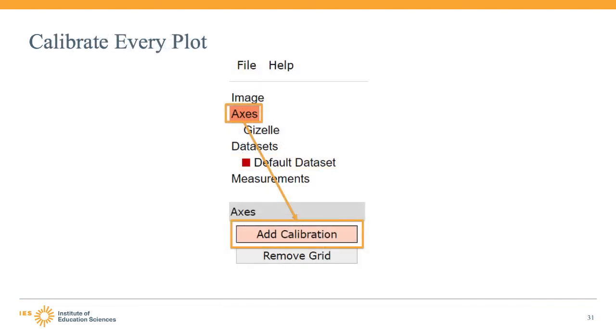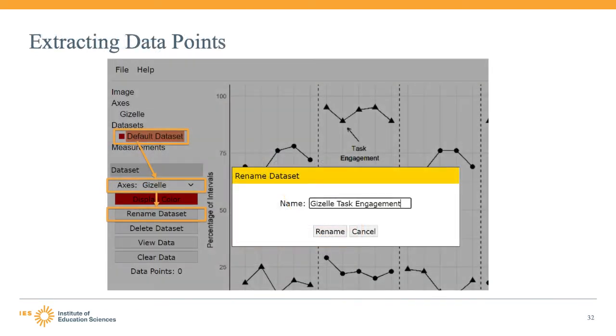If you need to calibrate the axis for more than one plot in an image, make sure to calibrate each plot before you move on to the next step of data extraction. Select the axis option along the left side again, and then select Add Calibration to start a new axis calibration. Follow the steps outlined previously to complete calibration for each plot in the image. Once axis calibration is complete, the next step is to extract data from the plots.